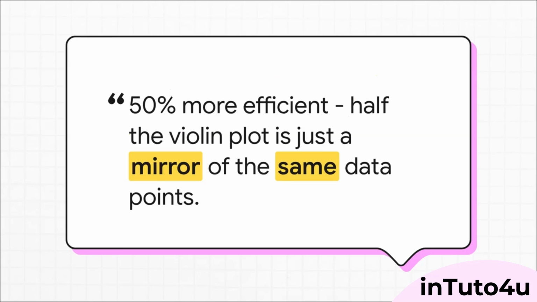But of course, there's a counter-argument. A violin plot is symmetrical, right? The left side is just a mirror image of the right. So critics argue this is redundant. It's wasted ink showing the exact same information twice. They ask, why not just show one side or use a totally different chart?